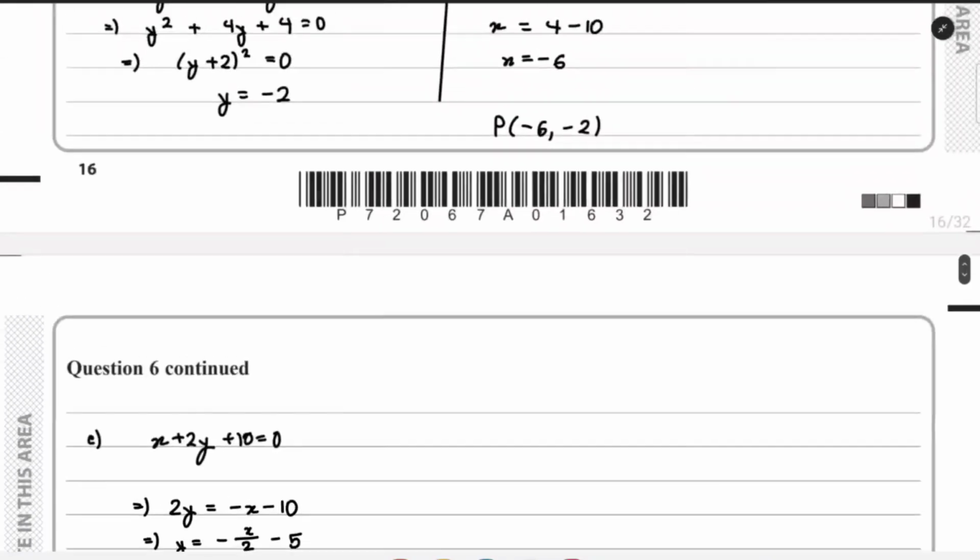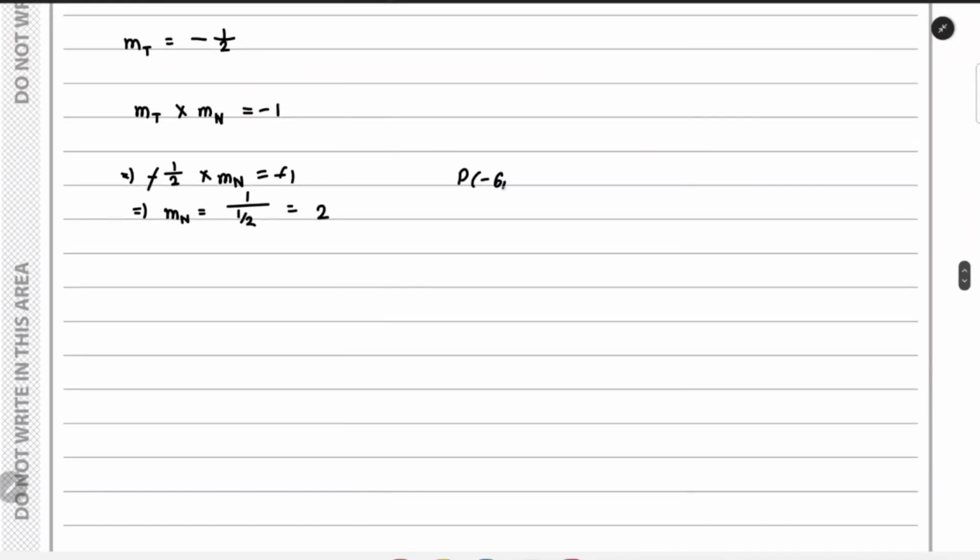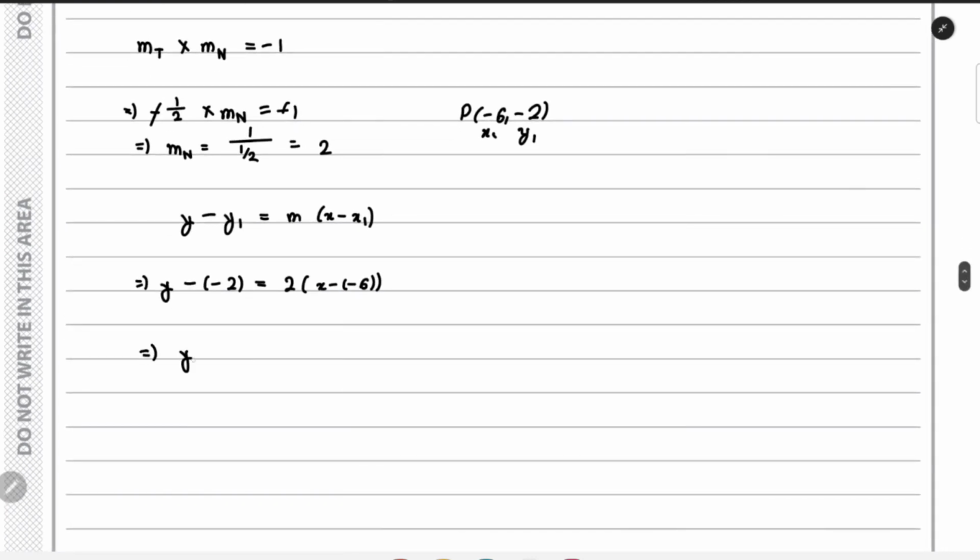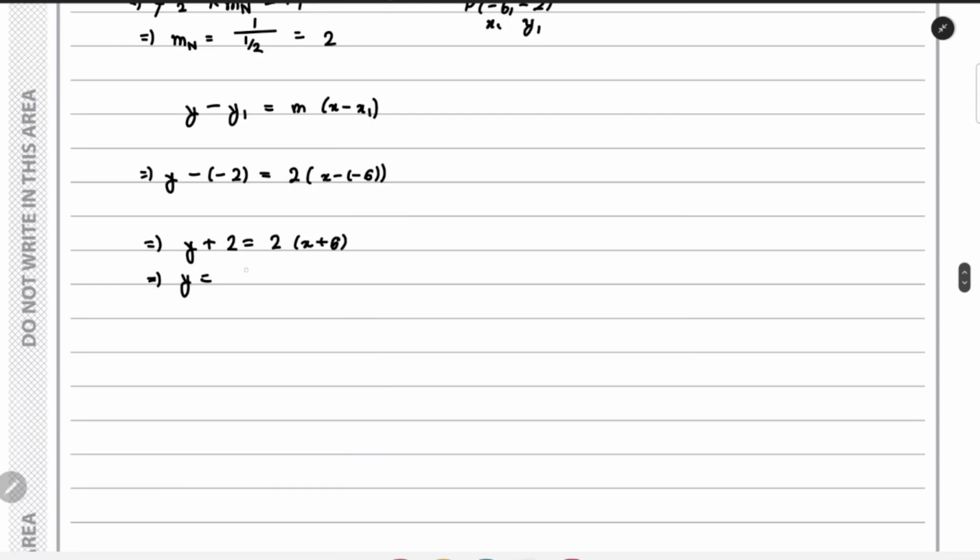Now we also know the coordinates of P, which is (-6, -2). So this is x1, this is y1. We'll use the equation y - y1 = m(x - x1). We'll have y - (-2) = 2(x - (-6)). So y + 2 = 2(x + 6). So y = 2x + 12 - 2. y = 2x + 10.